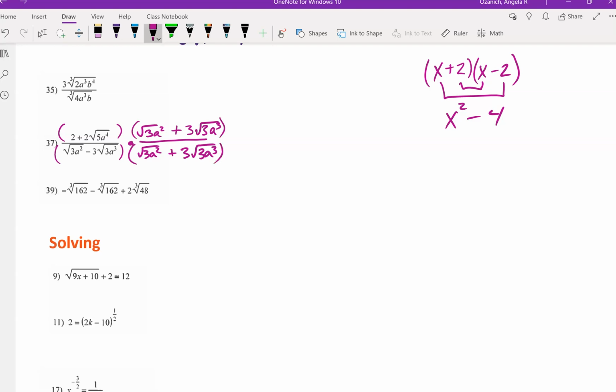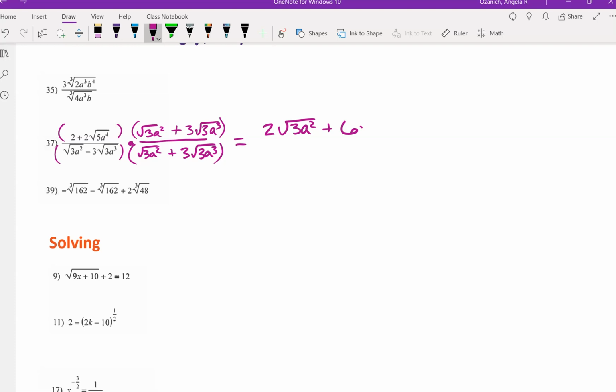And of course, this is going to require some distributive property, and it's going to get a little long and crazy here. So I'm going to get rid of this little reminder of difference of squares, and we'll see how we do here. So first I'm going to multiply the 2 times everything in this next. So 6 root 3a cubed, and then I'm going to multiply the positive 2 root 5a to the 4th. So what's that going to be?